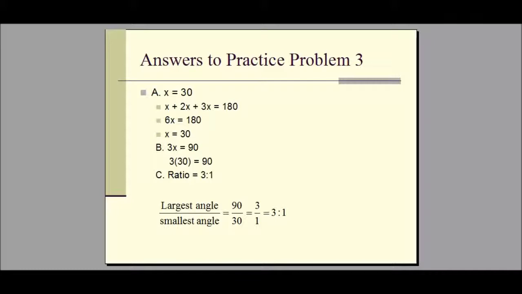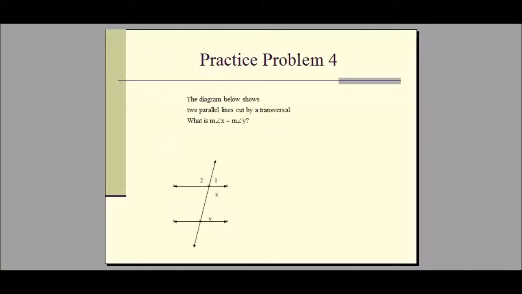Combining like terms gives us 6x equals 180. Dividing both sides by 6 tells us that x equals 30. And then replacing x with 30 gives us 3 times 30 equals 90. The ratio of the largest angle to the smallest angle is 90 to 30, which reduces to 3 to 1.